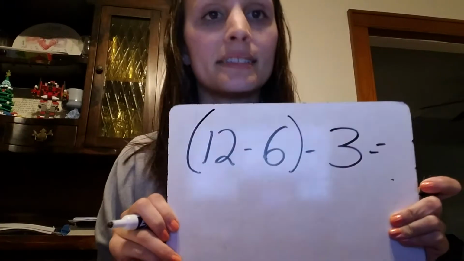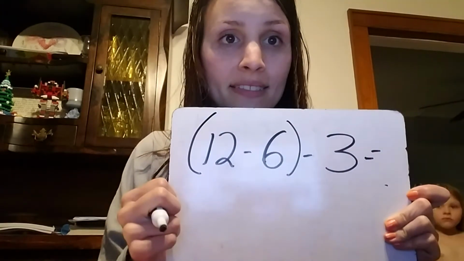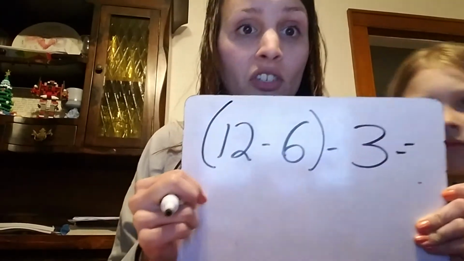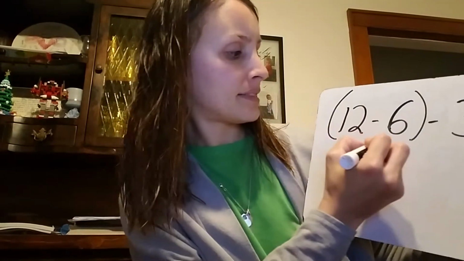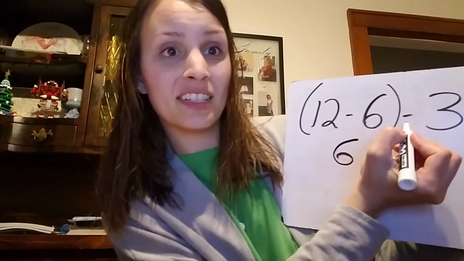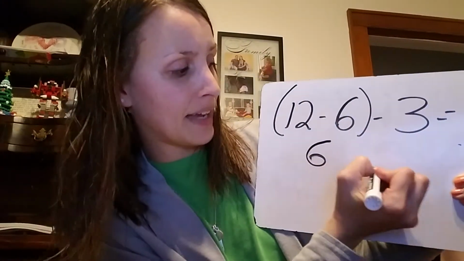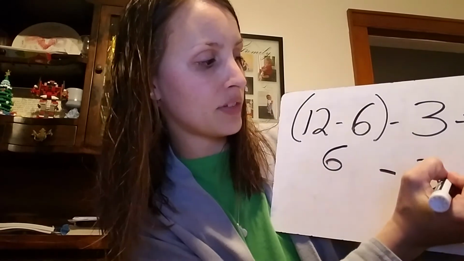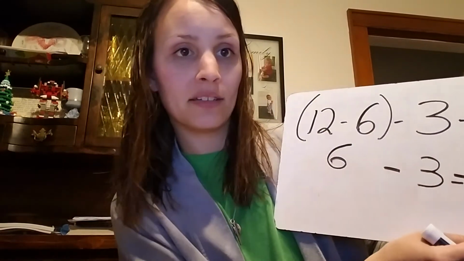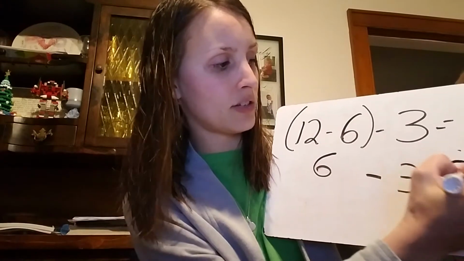So I'm going to say 12 minus 6 minus 3, but I'm going to put my parentheses this time. All right, so since this is my problem and 12 minus 6 is in parentheses, I have to do that first. So 12 minus 6 is, right, 6. And then I'm still going to bring down my minus sign because I haven't used that yet. And I'm still going to bring down my 3 because I haven't used that yet. And 6 minus 3 is 3. Good job.